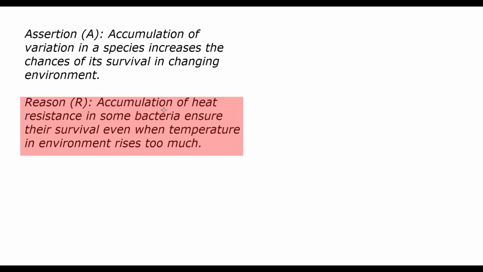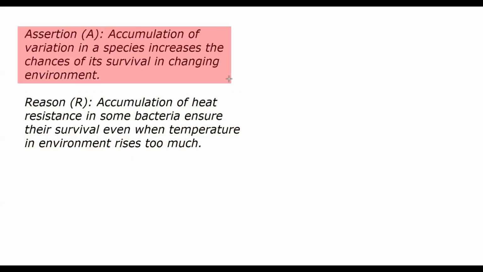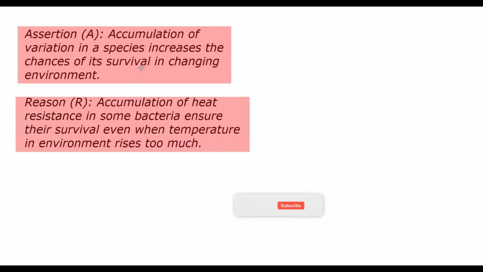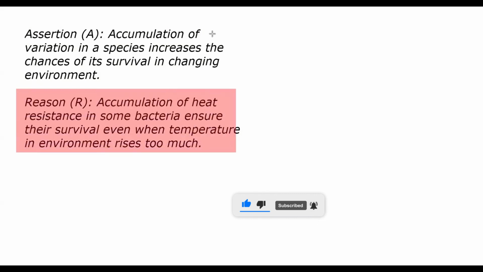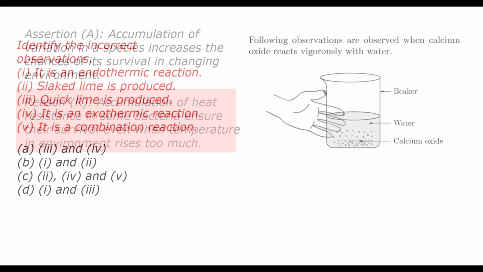But then it should not be a correct explanation, as the variations that take place are several. Some organisms are able to survive in very cold conditions, right? Some organisms can survive in a very hot temperature. So the variations can be something that helps them survive in a changing environment, and this is just an example of such a variation. So we can say that both are correct, but the reason is not the correct explanation of this assertion.